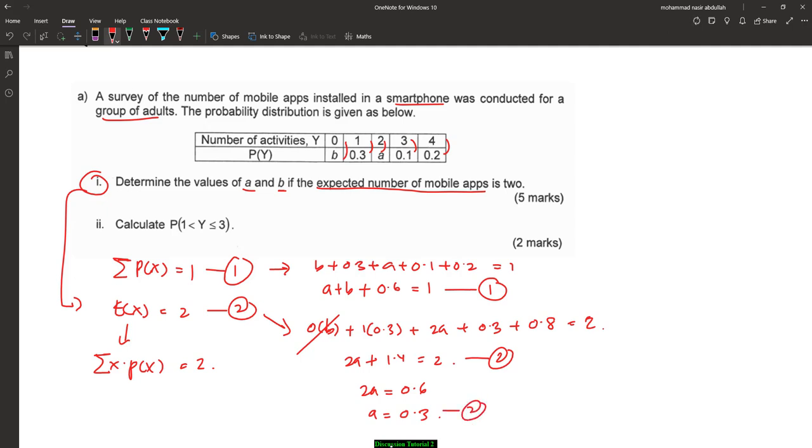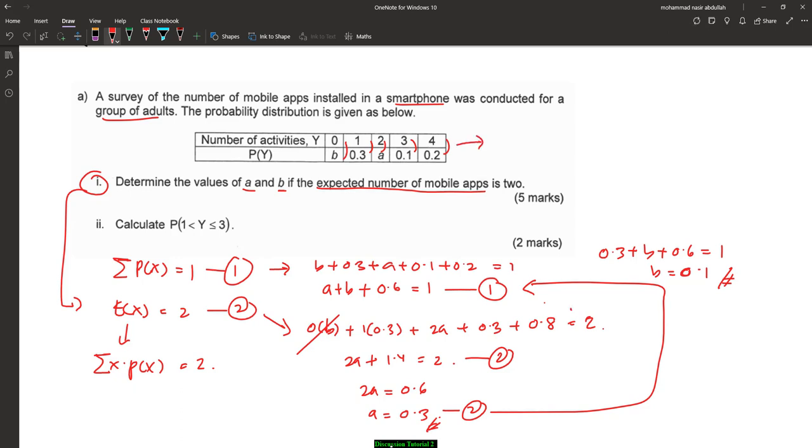Right, this is number 2. So we input 2 inside 1, so you will get 0.3 plus B plus 0.6 equal to 1. So B should be, this 0.9, this 0.1. Right? So you already got A and B, 5 marks. So you just need to redraw your table.